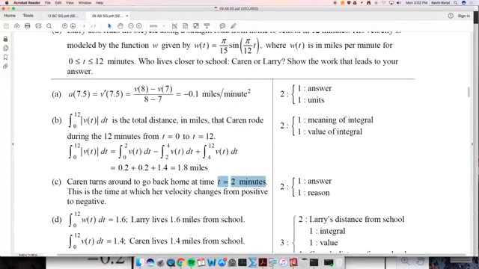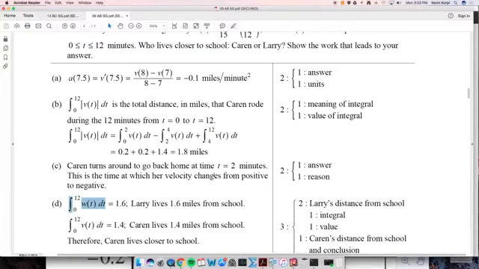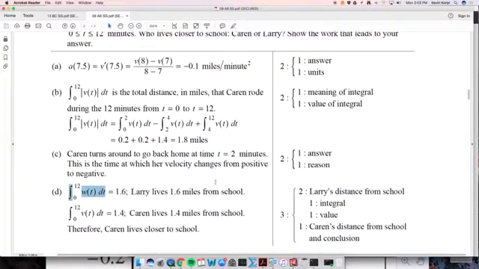Okay. The next one. The last one, actually. Larry's distance to school was 2 points. One for setting up his integral, which was as simple as just the integral of w of t dt. One for the value of 1.6 miles. And then one for saying Karen lives closer because 1.4 is less than 1.6.